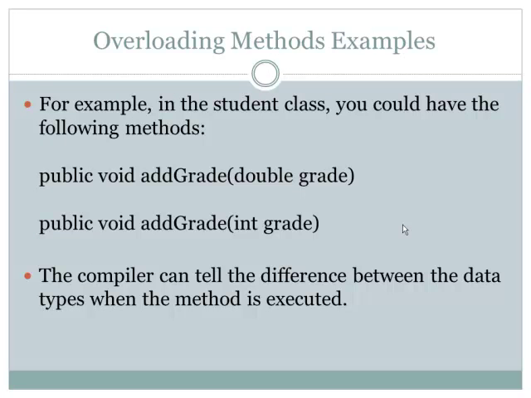For example, in the student class, you could have the following methods: public void AddGrade(double grade), and public void AddGrade(int grade). The compiler can tell the difference between the data types when the method's executed. So if I have studentA.AddGrade(96), the compiler will look for an integer data type and then use that method.